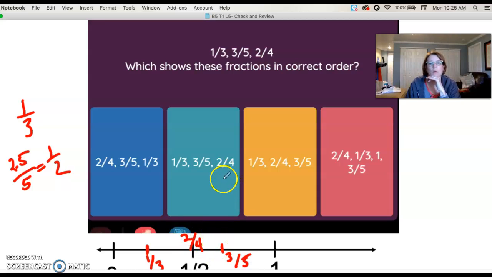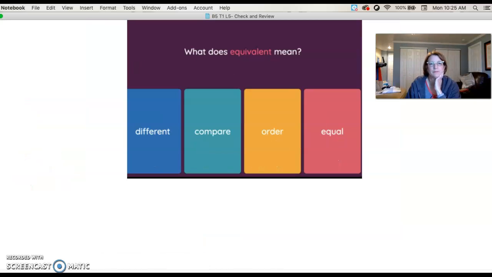So if we get them in order, I would say least to greatest. The directions are bad here. I've got 1/3 to start with, so those can't be it. I've got 2/4 in the middle, that can't be it. And then 3/5 is the largest.